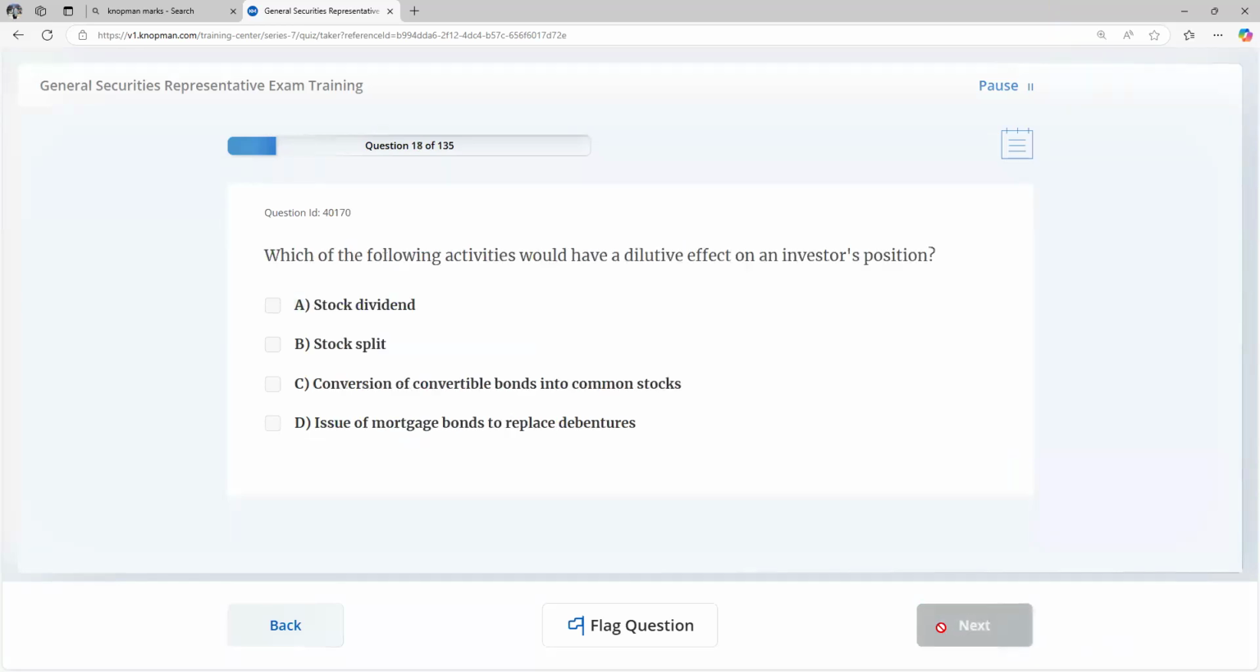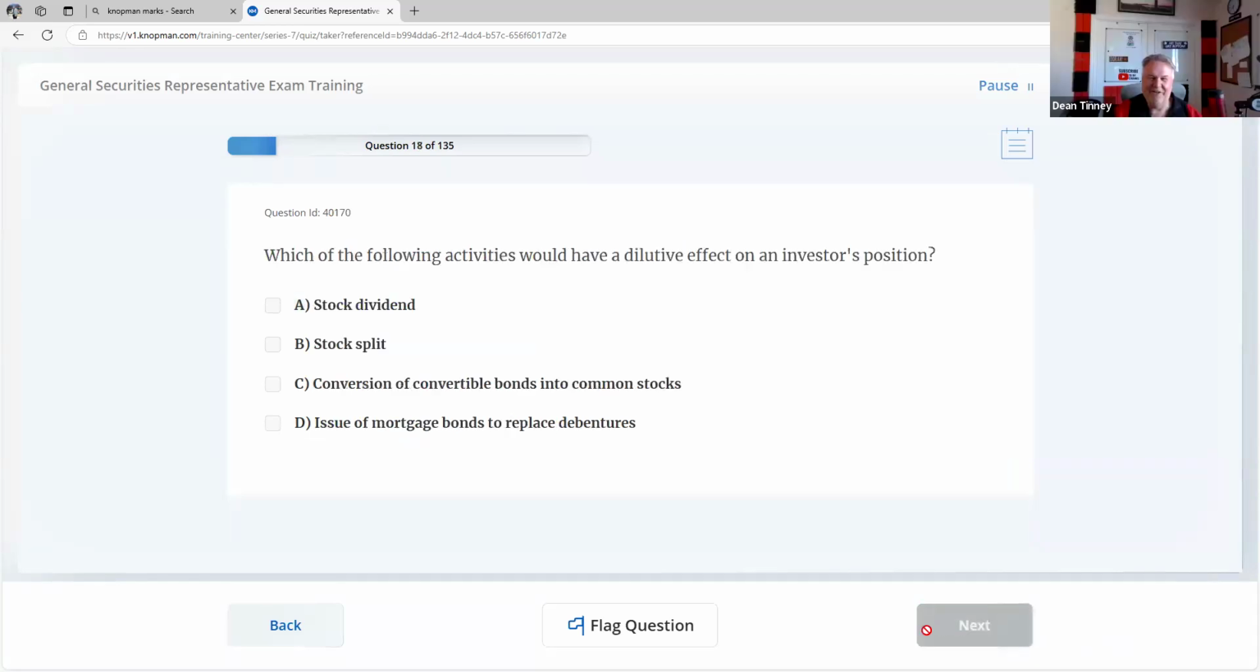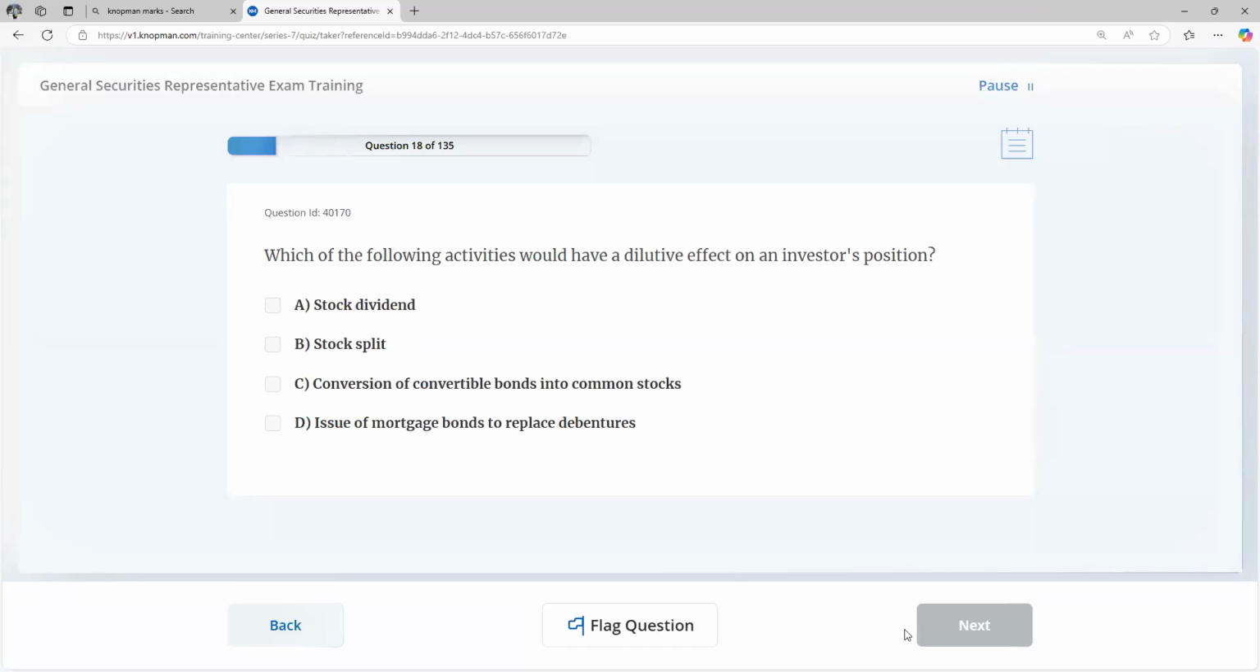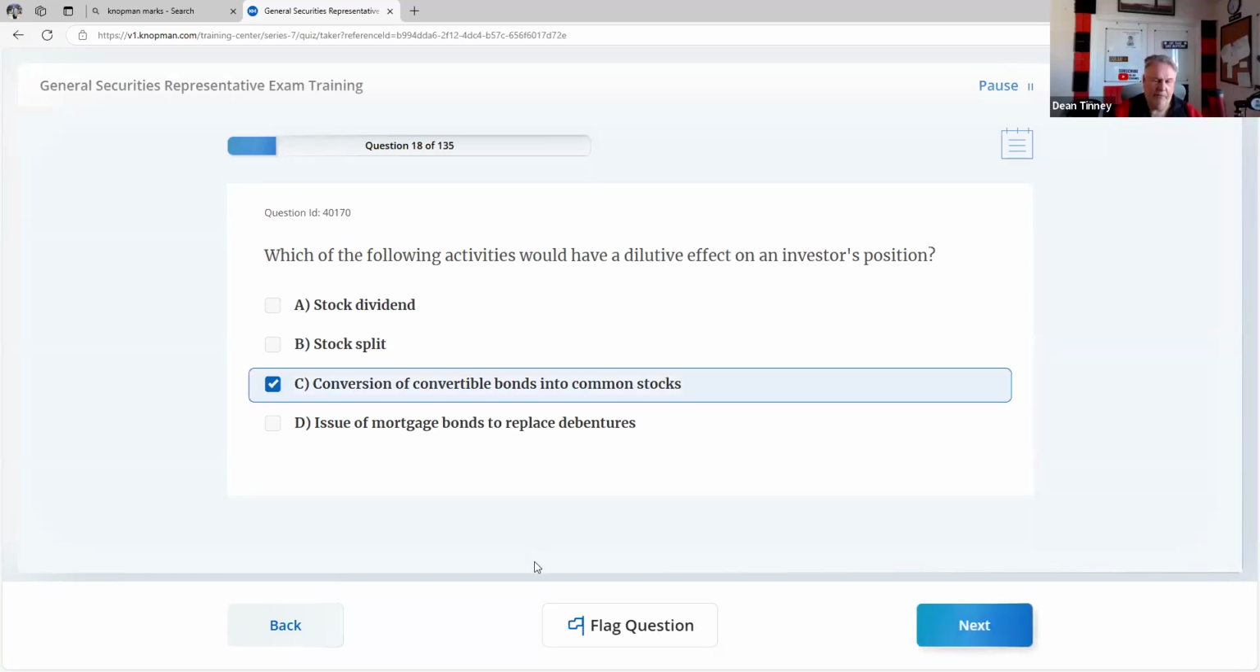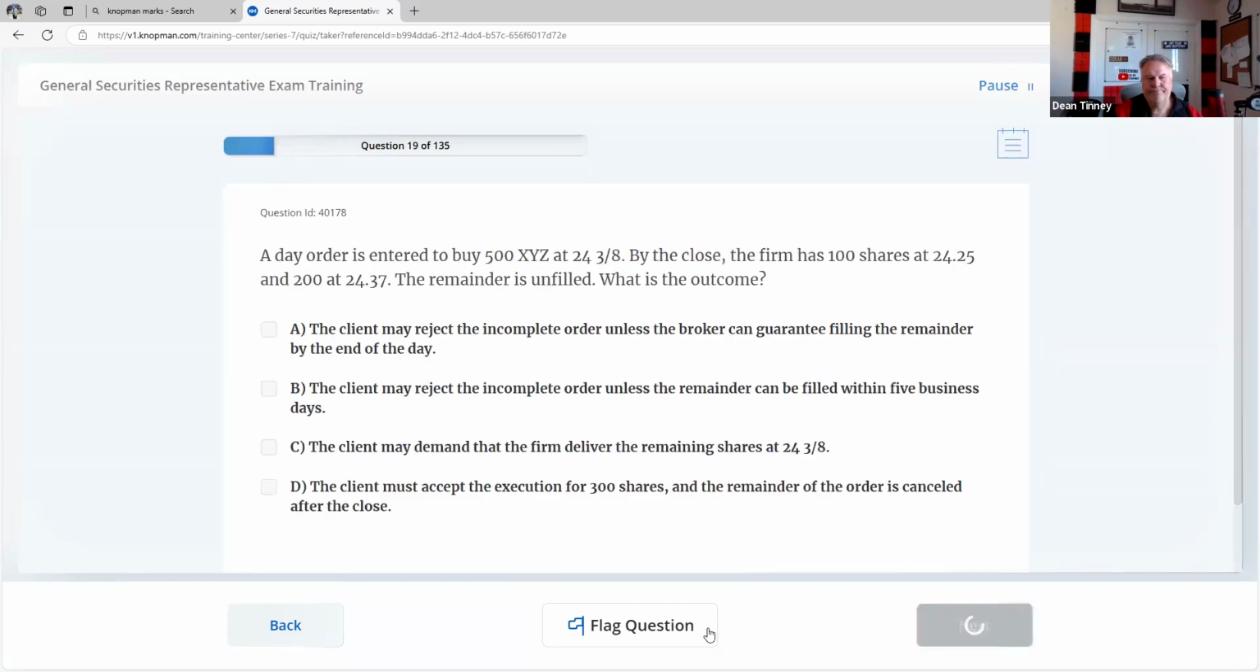Oh, don't say that. Which of the following activities would have a dilutive effect on an investor's position? I like this one. Wouldn't that be the conversion of a convertible? Yeah, in A and B, everybody gets more stock, so we all are still in the same place. On conversion, the share count goes up.